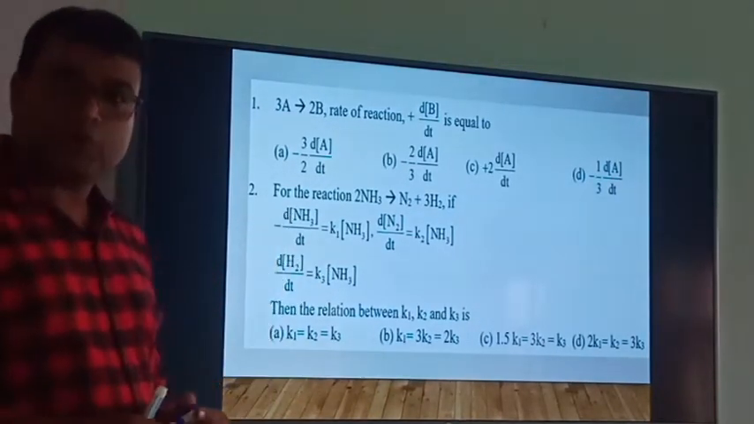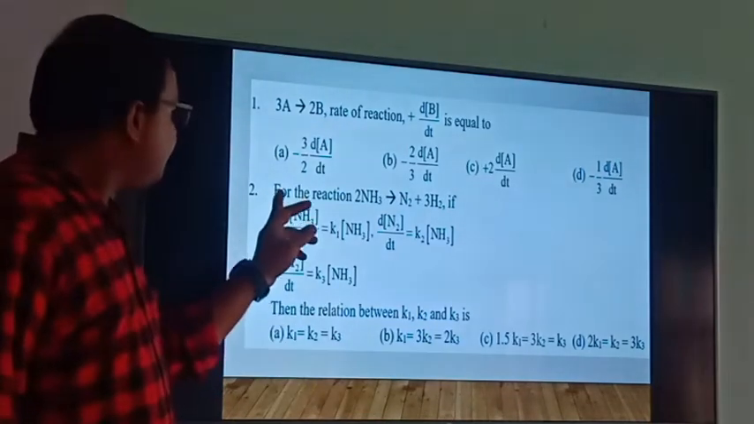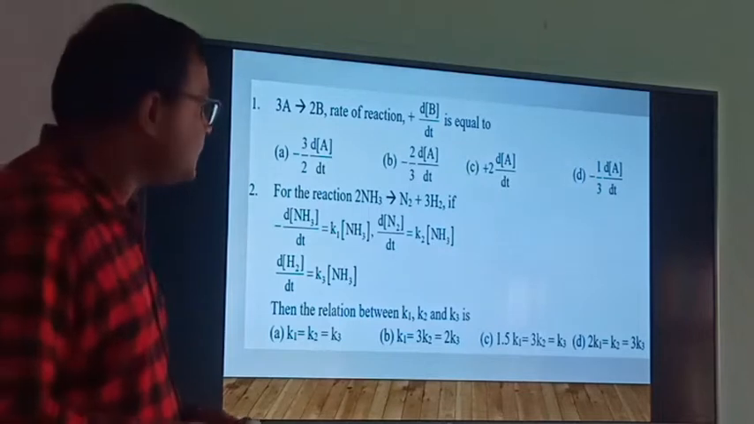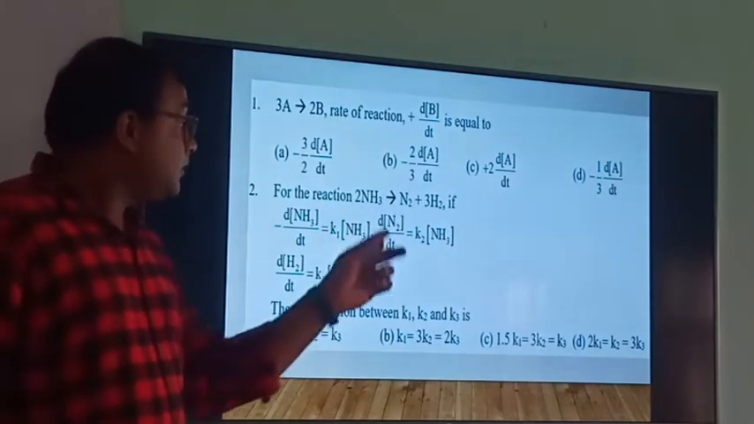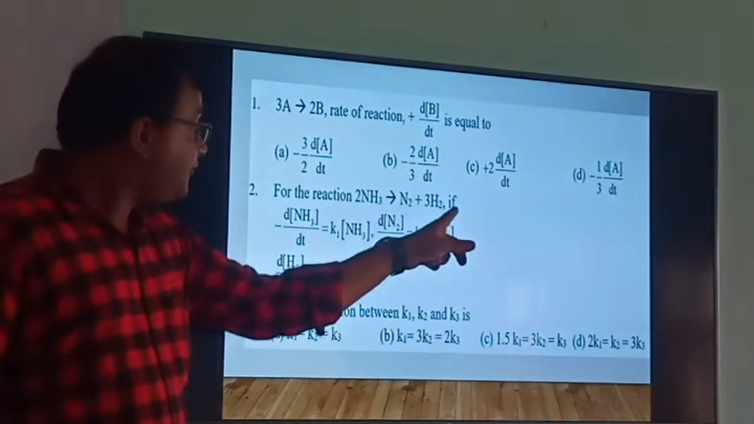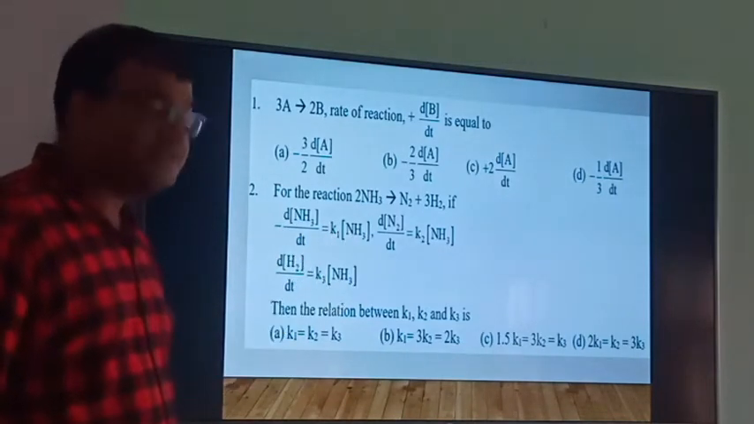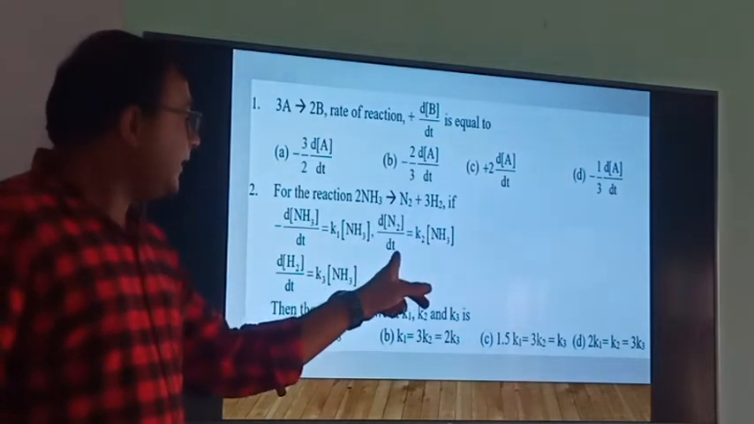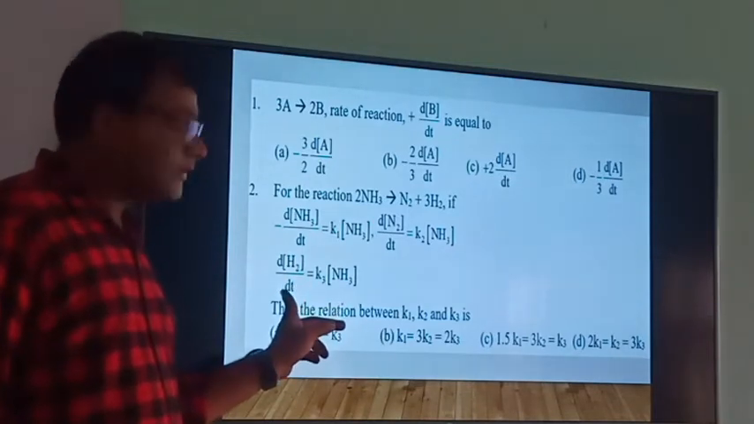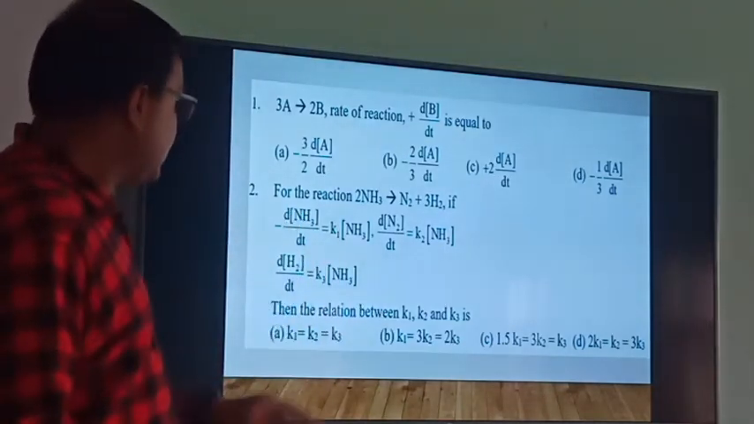Okay, the next question, very important question. See the question. For the reaction, this is nothing but the decomposition of ammonia. 2NH3 gives you N2 plus 3H2. If minus d of NH3 by dt is equal to K1 into NH3, d of N2 by dt is equal to K2 into NH3, and d of H2 by dt, the rate of hydrogen, is equal to K3 into NH3. First, write down the given things. Then we see the options.